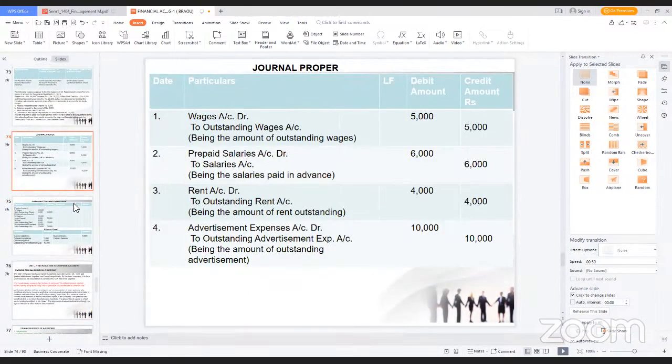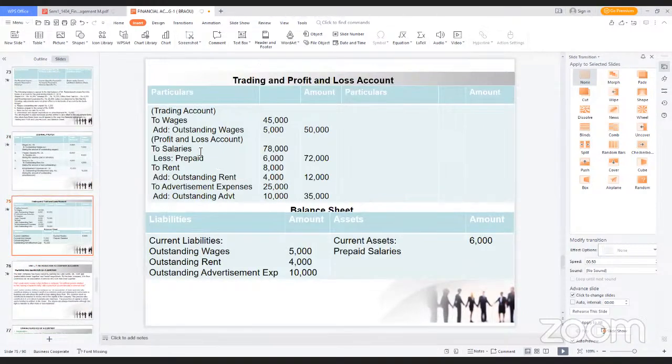Prepaid salaries to salaries account. The two salaries are 78,000. Prepaid expenses are 6,000, meaning they have to pay in advance. So 72,000. Rent is also outstanding. Rent is 8,000, still you have to pay the 4,000. It is the outer column. It is 12,000.